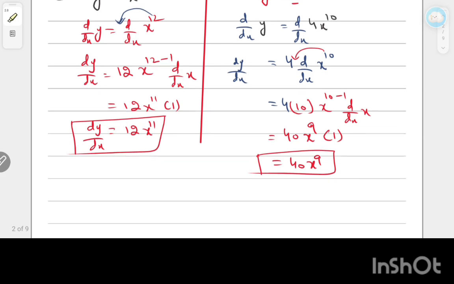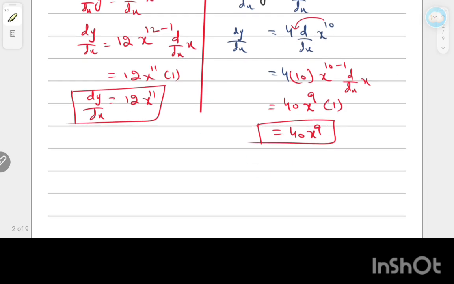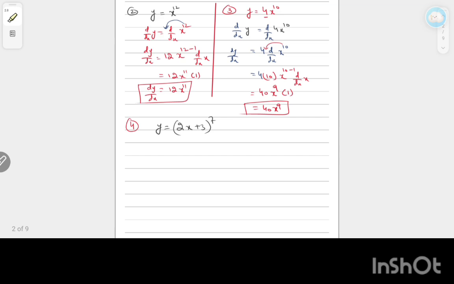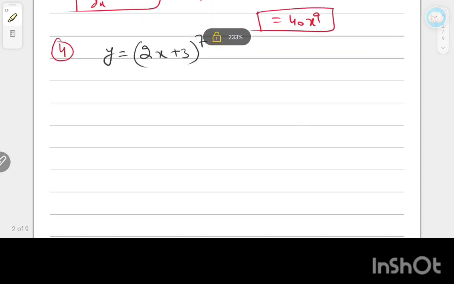Now move forward to our next example, which is related to more questions. Our example 4 is y equals (2x plus 3) power 7. Dear students, how can we deal with this question? It's very easy. We will take the derivative on both sides. I just zoom it. d over dx of y, derivative of (2x plus 3) power 7.